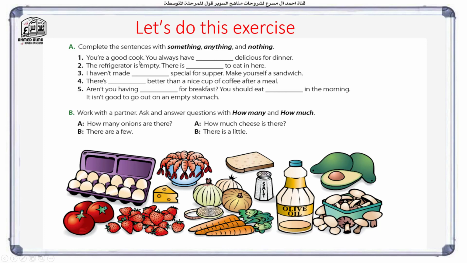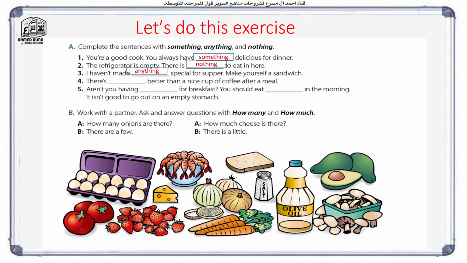Number one. You are a good cook. You always have something delicious for dinner. Number two. The refrigerator is empty. So we're going to say there is nothing to eat. Number three. I haven't made anything special for supper. Make yourself a sandwich.